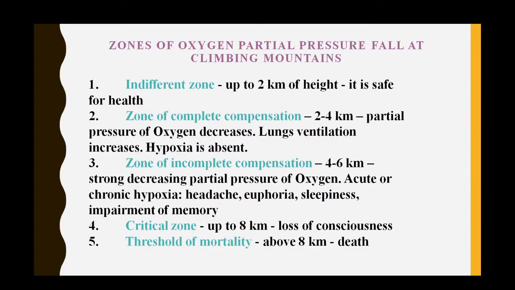If a person has some problem with health, 3 and 4 kilometers is a big height where there may be some problems with health. Zone of incomplete compensation, 4-6 kilometers: strong decrease in partial pressure of oxygen, acute or chronic hypoxia, and symptoms of this state will be headache, euphoria, sleepiness, impairment of memory. Critical zone, next zone, up to 8 kilometers: here may be loss of consciousness, and threshold of mortality is above 8 kilometers. But in non-trained people, at such a level, death may occur.